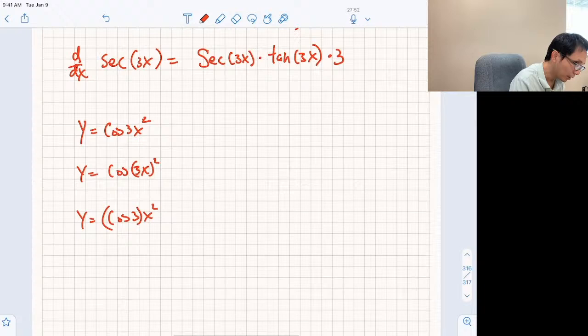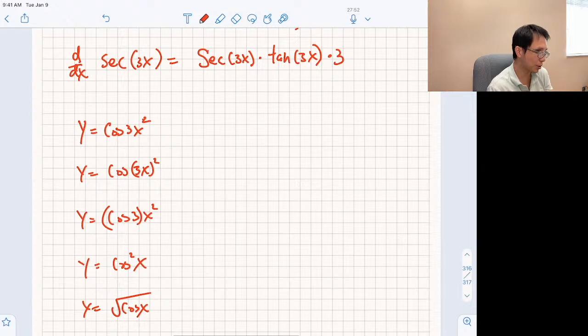Okay? And also y equal to cosine square of x, and y equal to square root of cosine of x. So those are 5 situations that each one is a little bit different. Each one I will rewrite it. We gotta be careful. What's the difference between the first one and the second one?